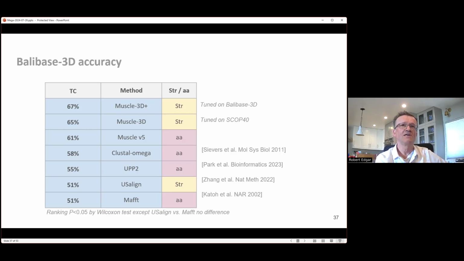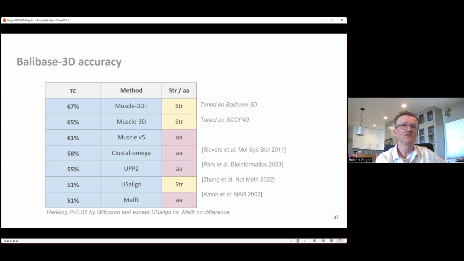And then US-align is this kind of new multiple structure alignment method, which I think came out of the same lab as TM-align and is based on the TM score, which was claimed to be the most accurate structure method in Nature Methods 2022. And the ranking that you see here from top to bottom is statistically significant, except for the last two. That's US-align and MAFFT, which are tied.